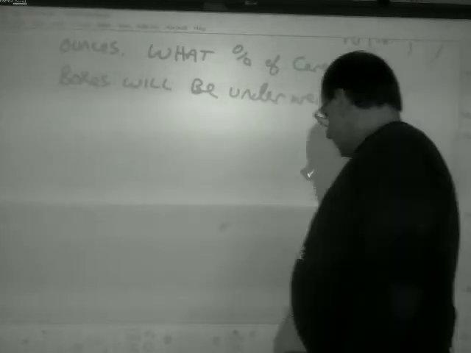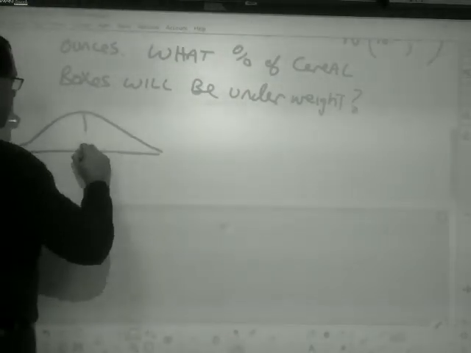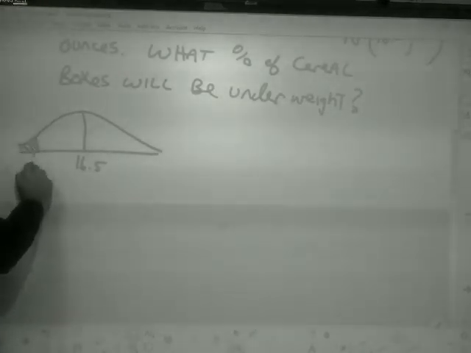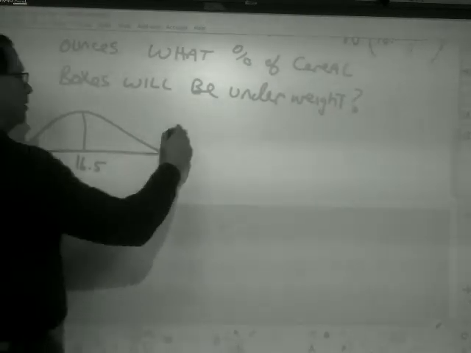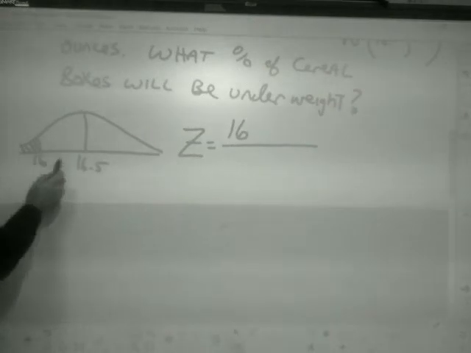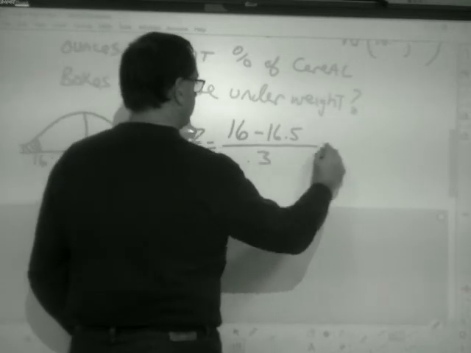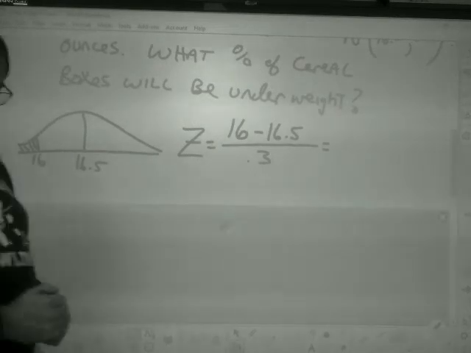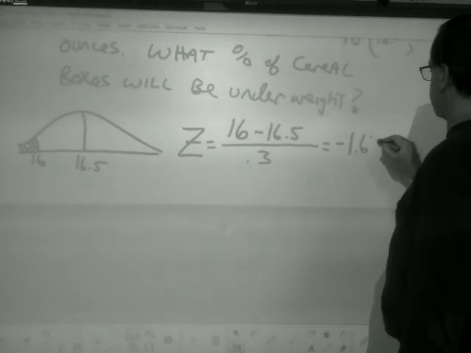All right, so you draw a picture. We know the average setting is 16.5, and we don't want to send out boxes that are under 16. So what is the z-score and what is this percentage? So z equals 16, the number in question, minus the mean, divided by the standard deviation of 0.3. And so this is what we've been doing, but I want to show you where it goes from here. The z-score for this, I already did the math, is negative 1.67.